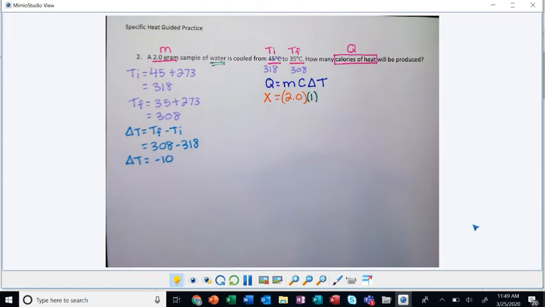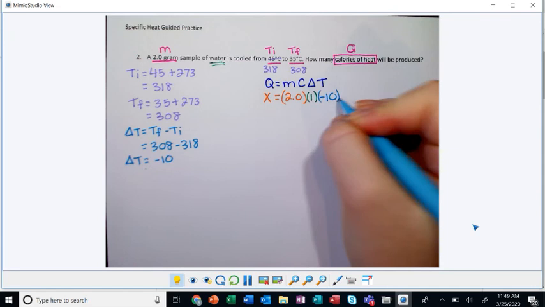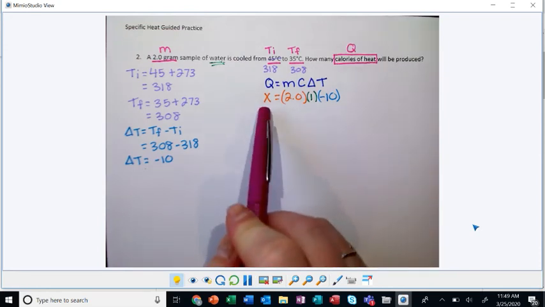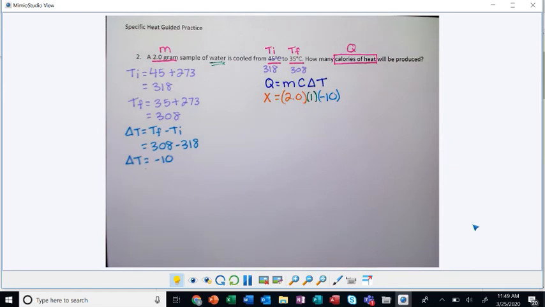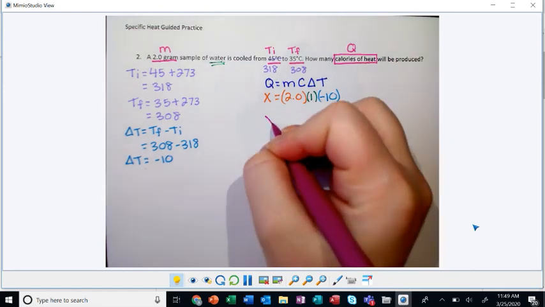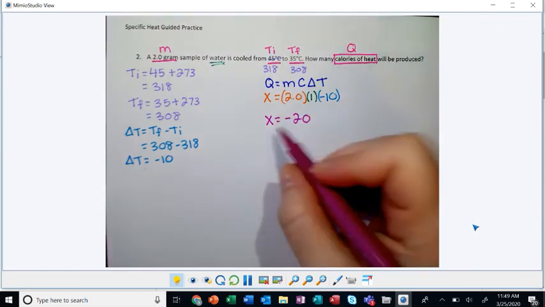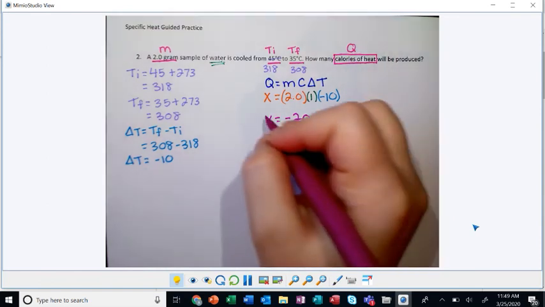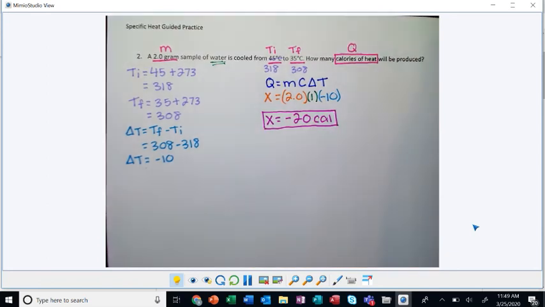And then I need my delta T, right? And my delta T was negative 10, right? We have everything that we need. So go ahead. X is already isolated and by itself. So we're going to have to just plug this into your calculator. 2 times 1 times negative 10, and you get X equals negative 20. And my units for this, they wanted calories. So this is calories. And there we have it.